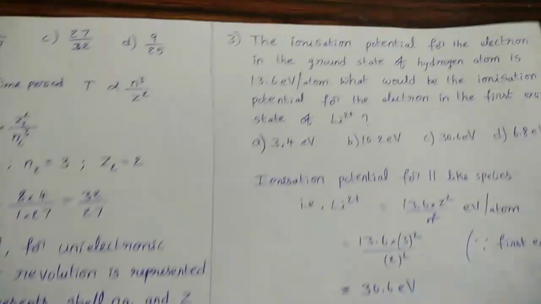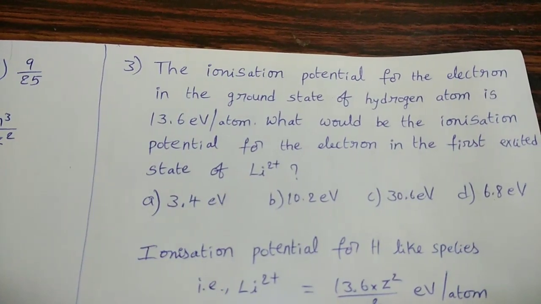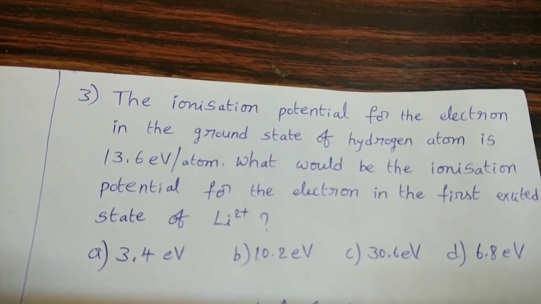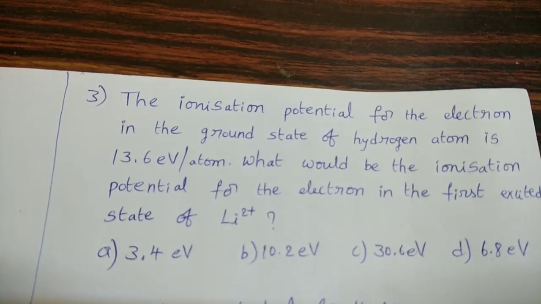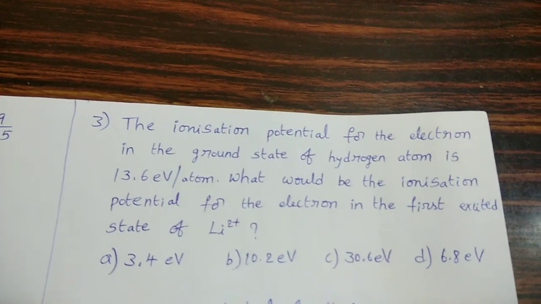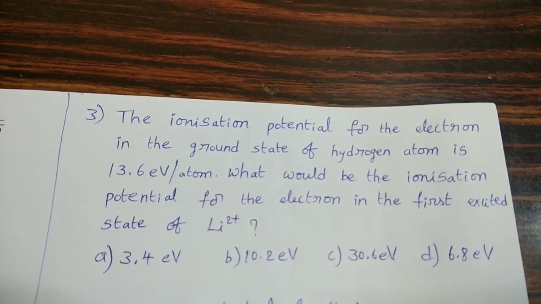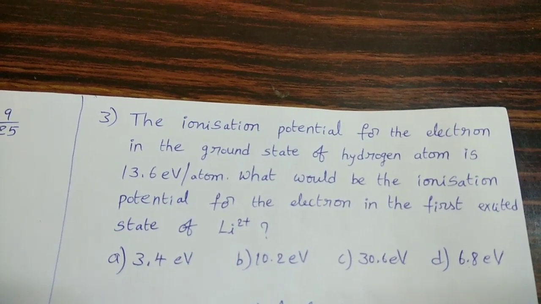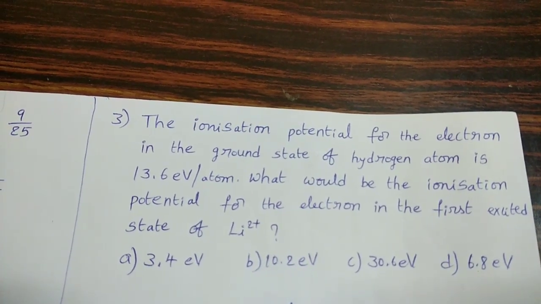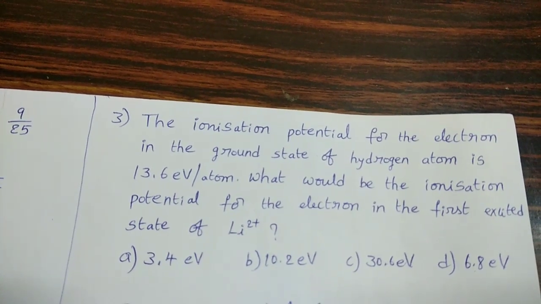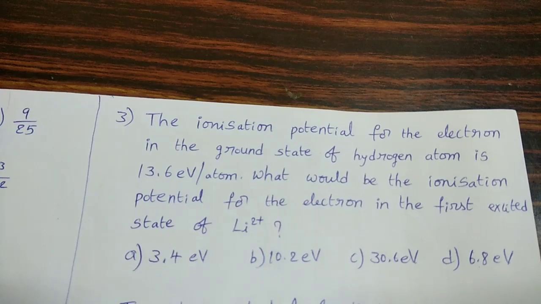Next, see the next question. The ionization potential for the electron in the ground state of the hydrogen atom is 13.6 electron volt per atom. What would be the ionization potential for the electron in the first excited state of Li2 plus? Hydrogen atom ionization potential is given. We should find out the ionization potential for Li2 plus for the first excited state. First excited state means what is the n value? n equal to 2.